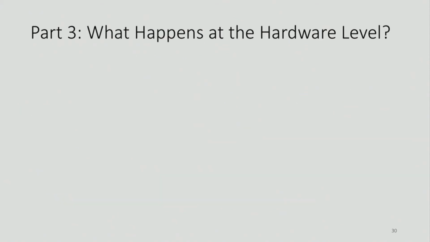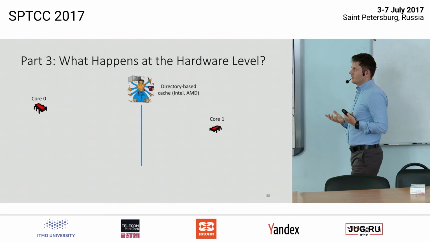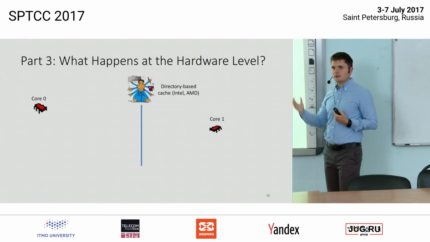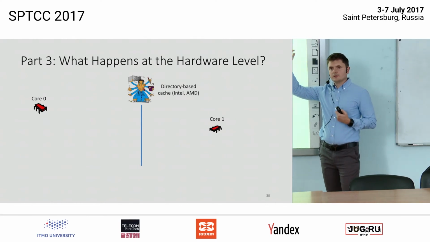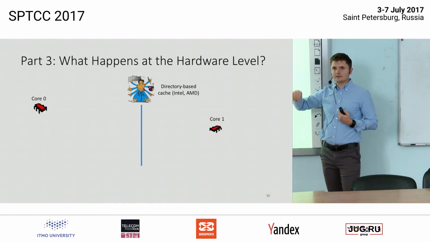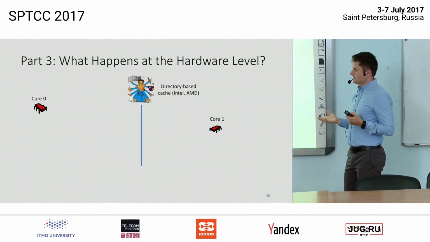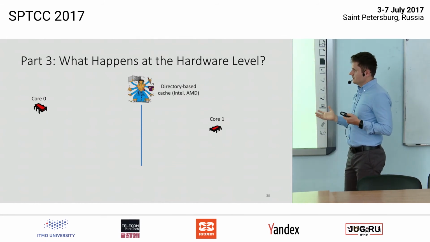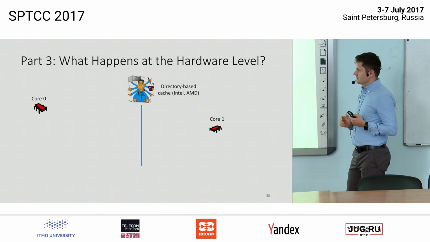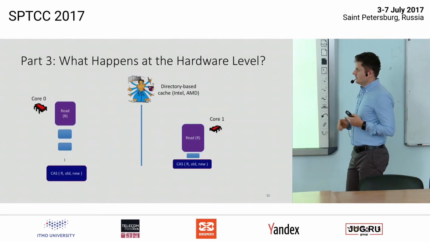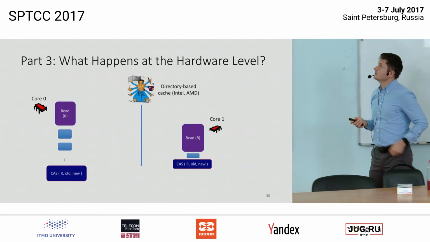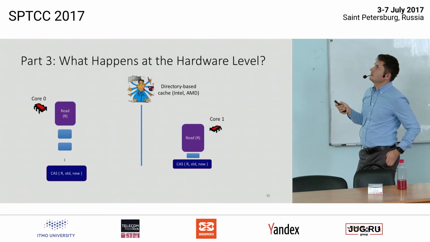So then the question is, what happens actually at the hardware level which makes things go from this nice theoretical saturated throughput point to this sad little point that we see in practice? Here's a simplified explanation of what happens. Imagine that there are two cores which are trying to do this read and compare-and-swap sequence.